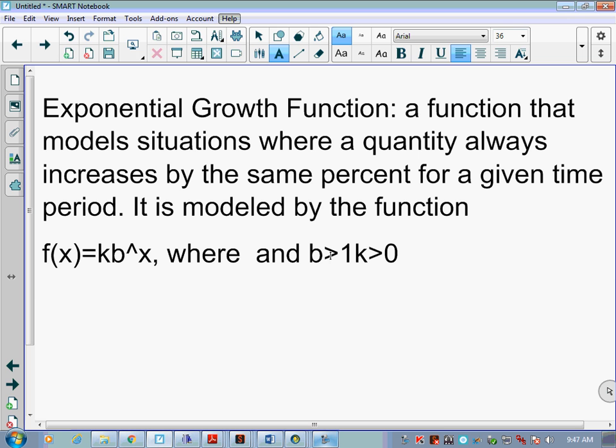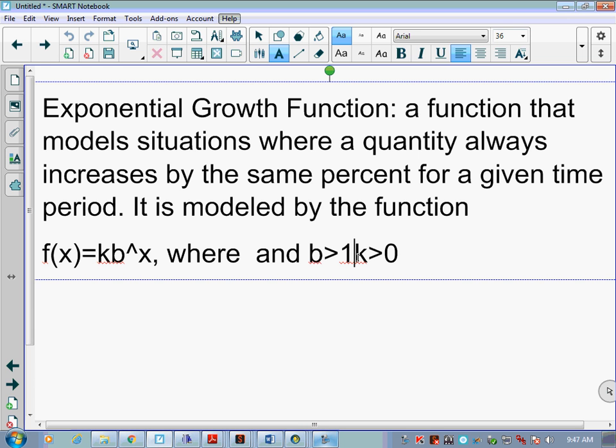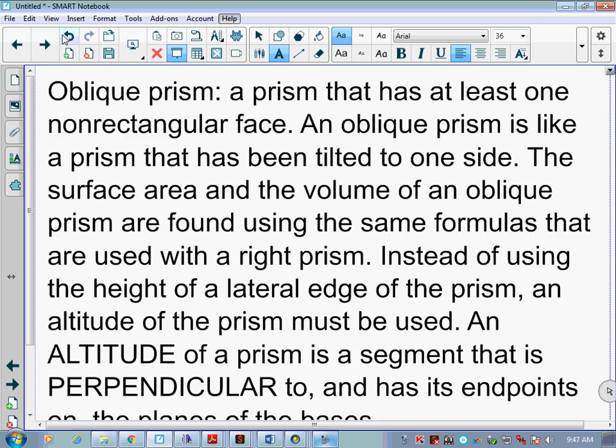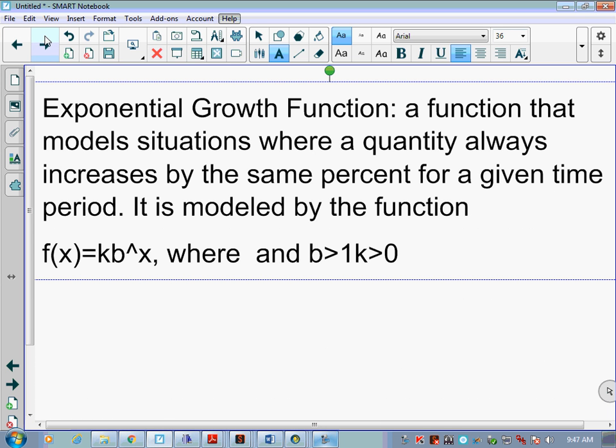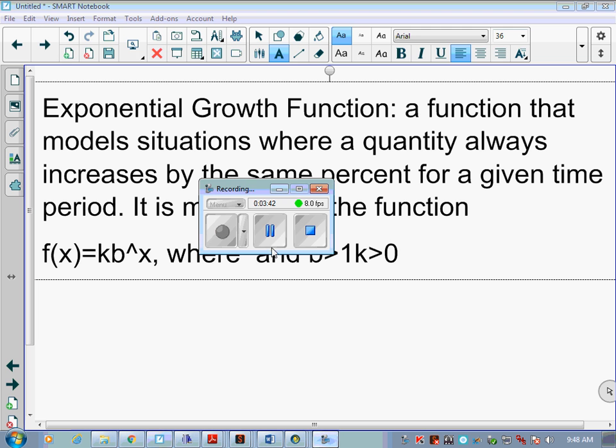Let's see. All right, we need to go back. Sorry. In our exponential growth, we said b was greater than 1. I think I messed something up there. Hold on. Sorry about that. I accidentally copied and pasted some things around to the wrong place.